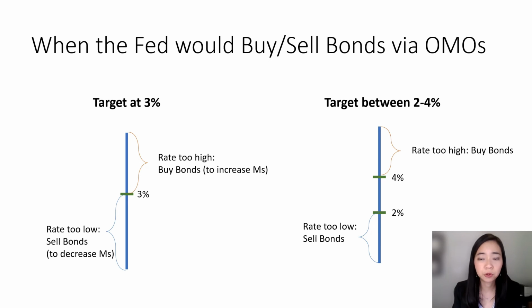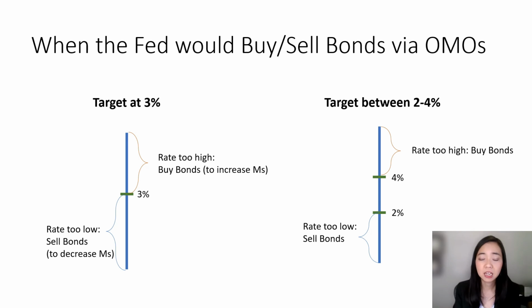In the second case scenario, where the Federal Reserve targets the federal funds rate between 2 and 4%, that means as long as your federal funds rate is between 2 and 4%, then the Federal Reserve is not going to do anything. But if the federal funds rate goes above 4%, that means the rate is too high, and the Federal Reserve is going to buy government bonds to lower the federal funds rate.